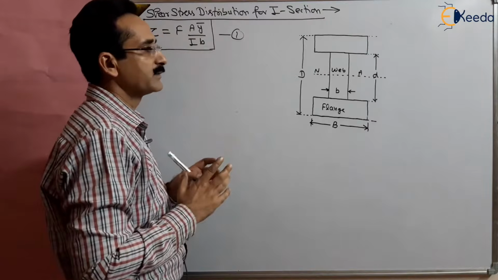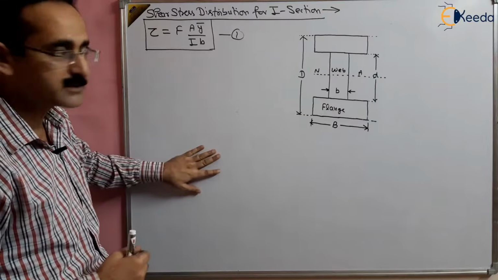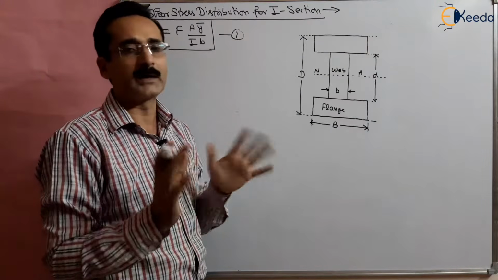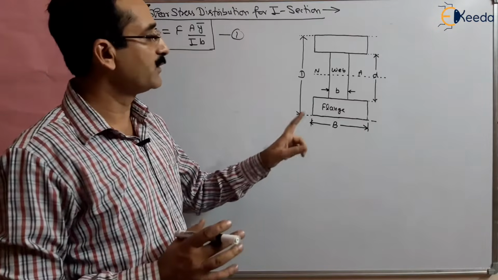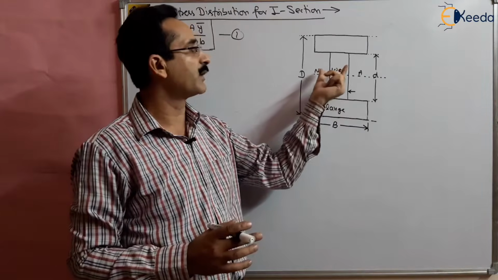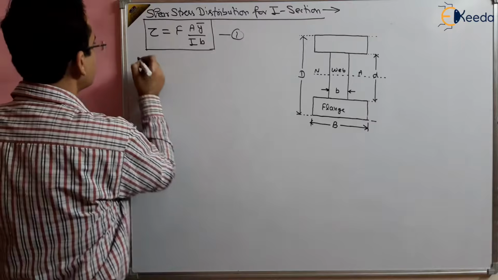So we can divide our entire problem into two parts: the shear stress in the flange and the shear stress in the web. First we will find out the shear stress in the flange, and then we will find out the shear stress in the web. So first we are doing the shear stress in the flange.